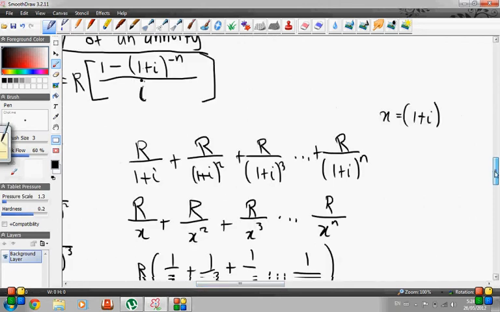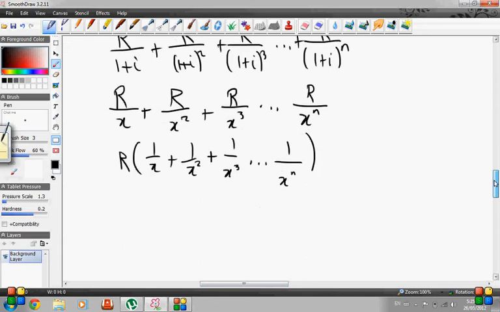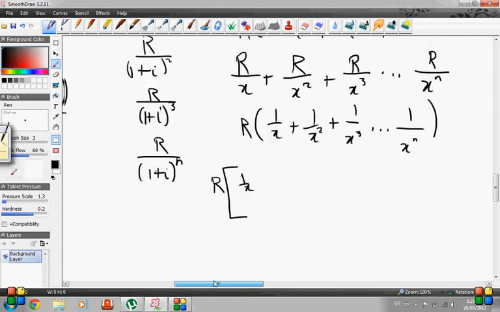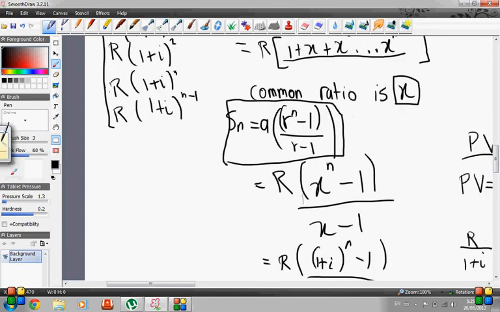So if we substitute our values into the formula for a geometric series, you get an a value of R, again, multiplied by 1 over X. Actually, let me rewrite the formula. Maybe that'll make it easier to understand. Let me just see if I can copy the formula over. So copy.